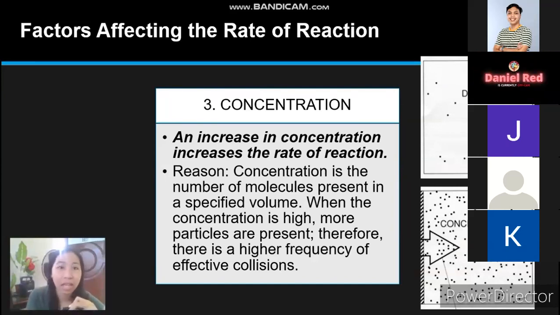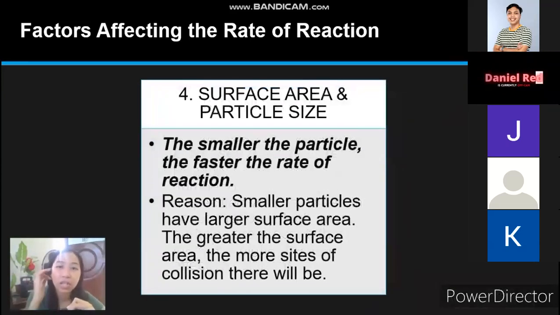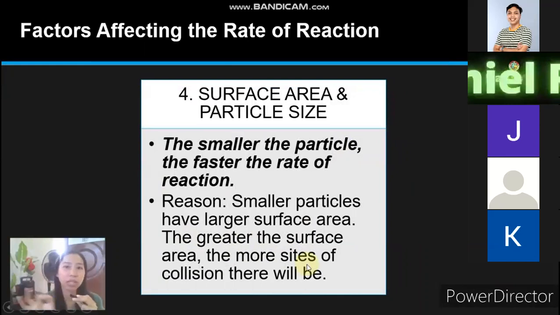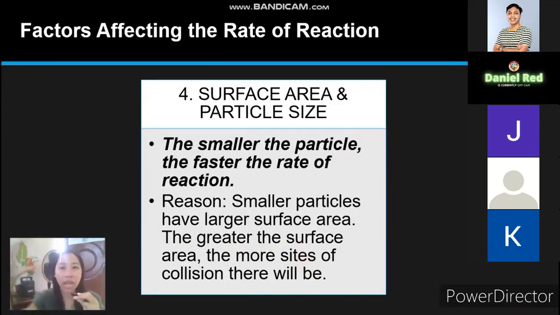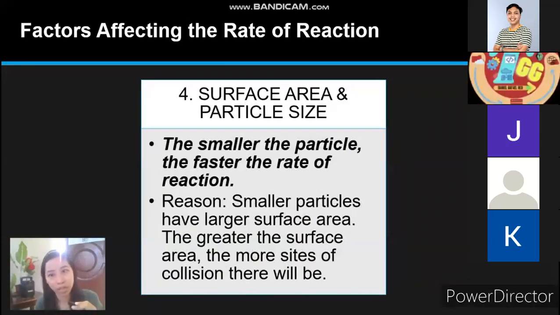Okay, that's it. The last factor is surface area and particle size. Now, the smaller the particle, the faster the rate of reaction. Reason: smaller particles have larger surface area, and the greater the surface area, the more sites of collision there will be. Now, always remember this nga kung gagmay ang imong particle size, mas dako ang area nga free siya to interact with another particle, no?